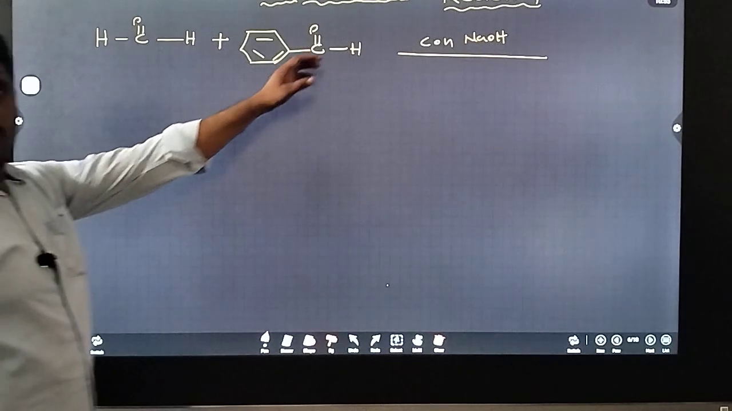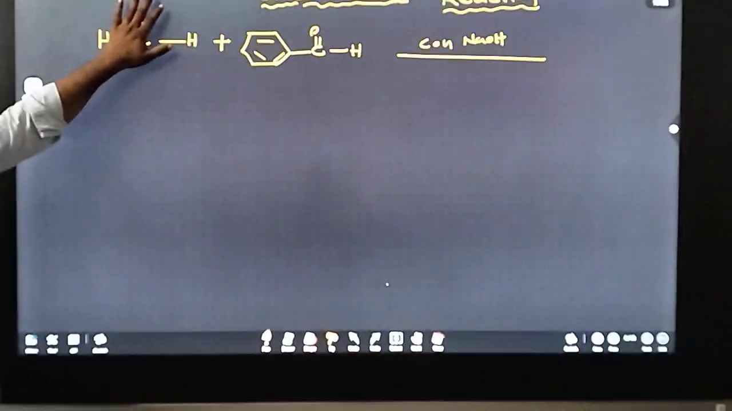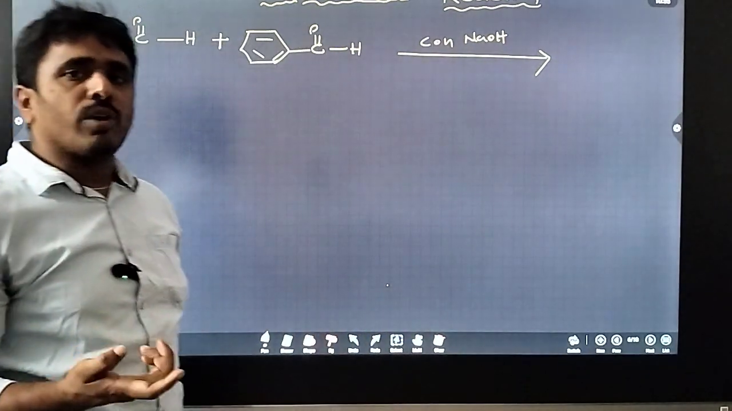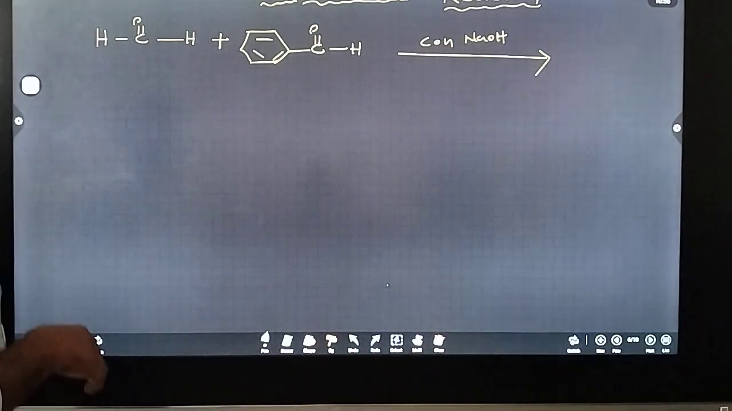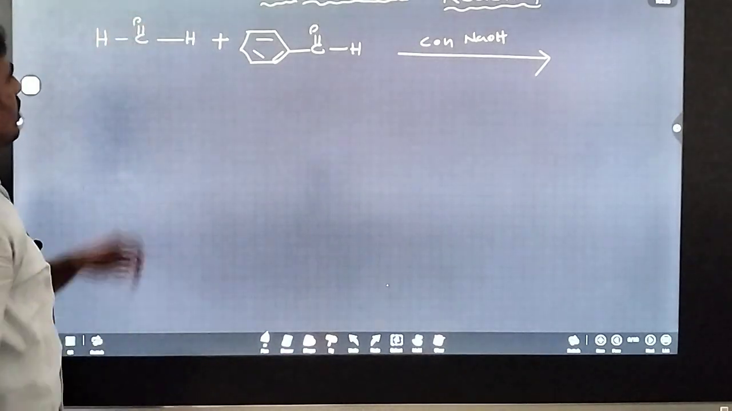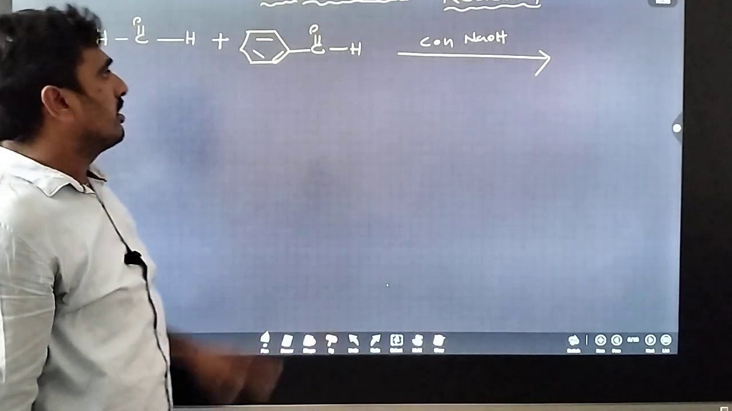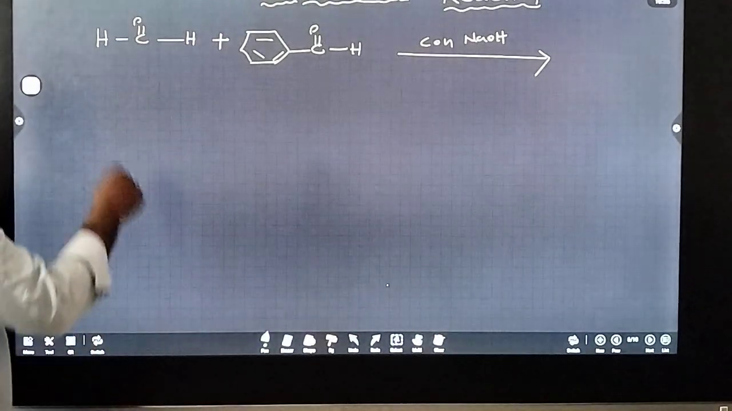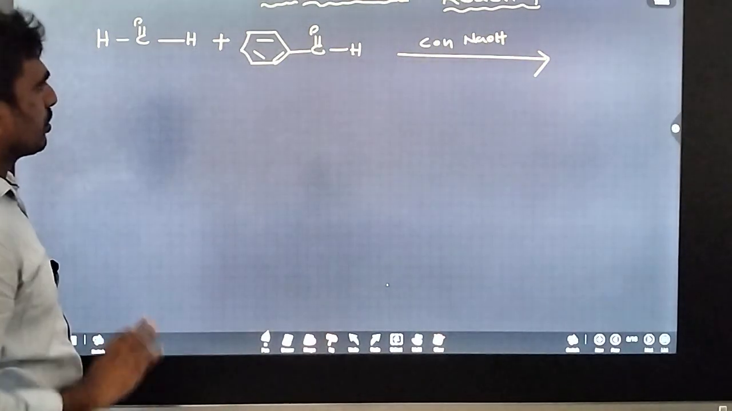Okay, so cross Cannizzaro reaction. One more example, cross Cannizzaro reaction. So this is an aliphatic compound, this is an aromatic compound. So we know that one compound undergoes oxidation, another compound undergoes reduction. If this compound is oxidized, it converts to acid. If this compound is reduced, it converts to alcohol. So which compounds are reduced, which compounds are oxidized? Stable compound undergoes reduction, unstable compound undergoes oxidation.